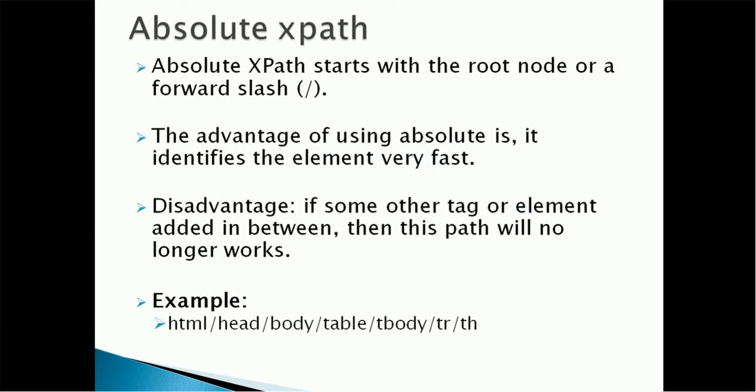Absolute XPath starts with root node or a forward slash. The advantage of using absolute XPath is it identifies the element very fast. Disadvantage: if some other tag or element is added in between, then this path will no longer work. This is an example of absolute XPath.